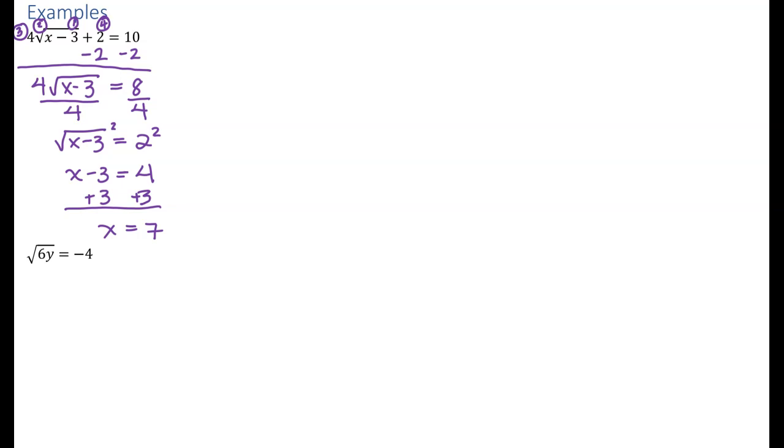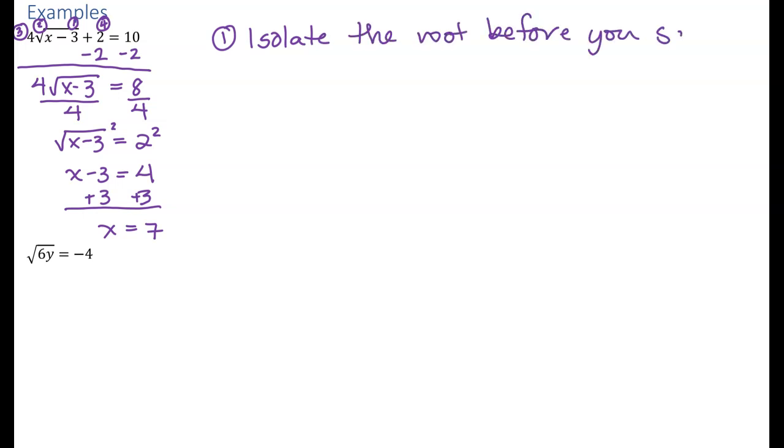Okay, so this was the process. There are 2 important things that I want to point out. One is that you always need to isolate the square root before you square both sides. And that is basically to make sure that your inverses really do cancel.